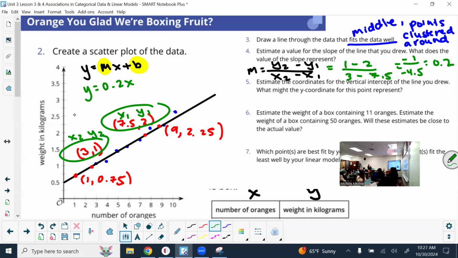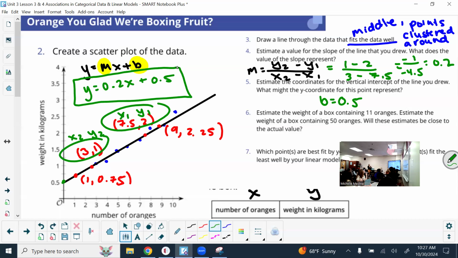If you can see your y-intercept on your graph, because sometimes you can't, sometimes it's off the graph, if you can see it on your graph, just pick it. What is my y-intercept? 0.5. And then putting it together as a linear model, this is me estimating my linear model. That's my slope and my y-intercept.